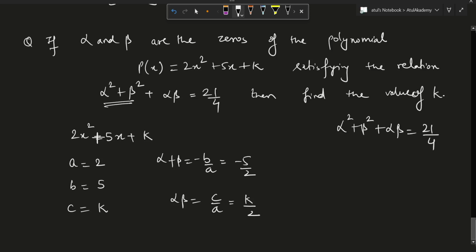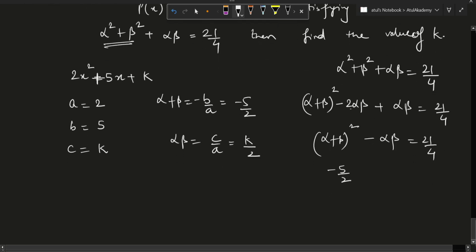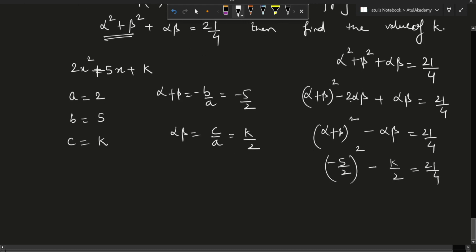Let's put all the values. Alpha square plus beta square I know is alpha plus beta whole square minus 2 alpha beta, plus alpha beta is 21 by 4. I can simplify it further. Alpha plus beta whole square minus 2 alpha beta plus alpha beta is minus alpha beta. What is the value of alpha plus beta? Minus 5 by 2 whole square minus k by 2 is 21 by 4. Let's simplify this and we are done.